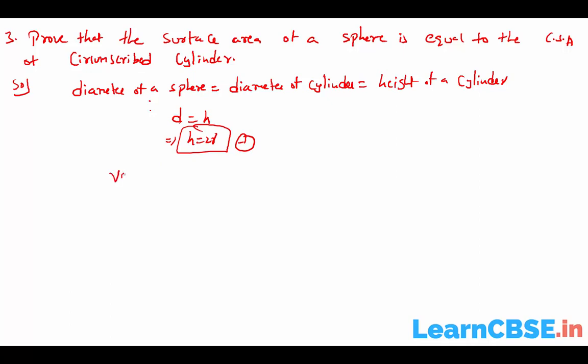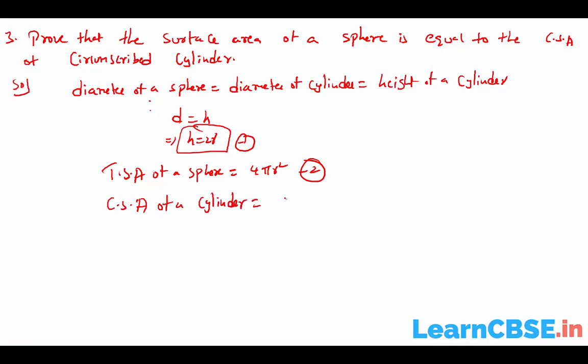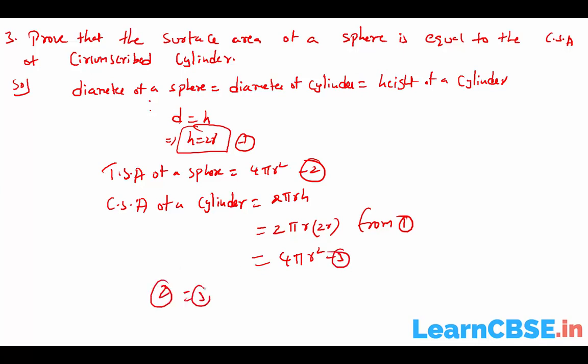Now the total surface area of a sphere equals 4 pi r square. Let it be 2. The curved surface area of a cylinder equals 2 pi r h. 2 pi into r into h, where h equals 2r from equation 1. 2 twos are 4, pi r into r, that is 4 pi r square, equation 3. Observe that equation 2 equals equation 3. That means the total surface area of the sphere is nothing but the curved surface area of the cylinder circumscribing the sphere.